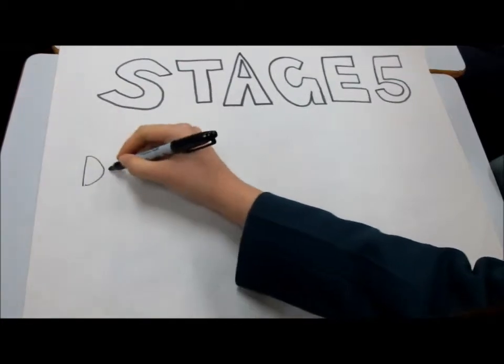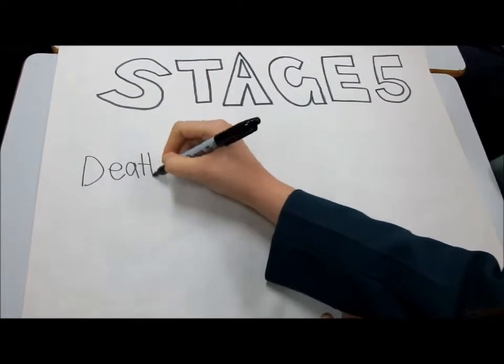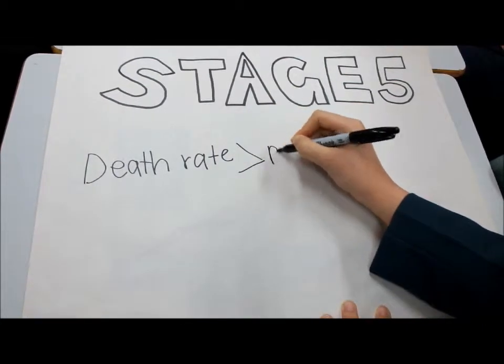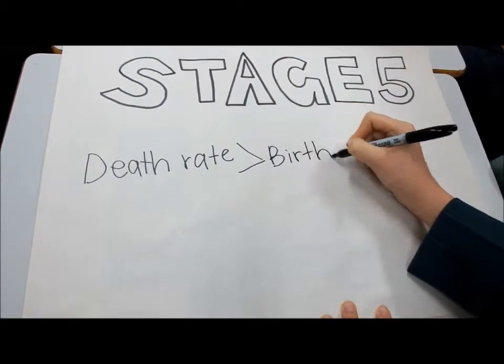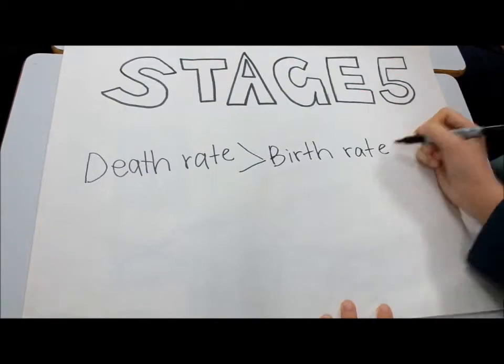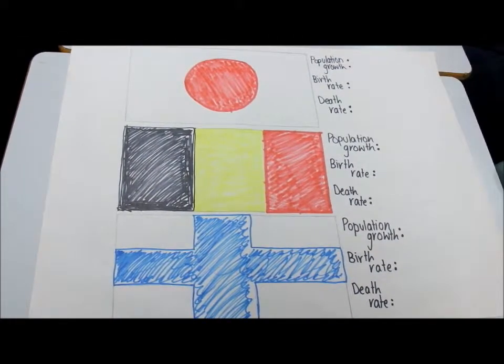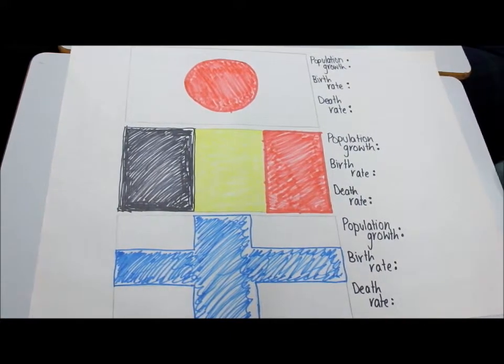Stage 5. Replacement. Each couple essentially replaces themselves in the number of people in a population by having 2 children per couple. The worldwide average is usually just above 2 children per couple because some children die before they reach their reproductive years. The death rate is greater than the birth rate. The total population will decrease for the first time in a country.